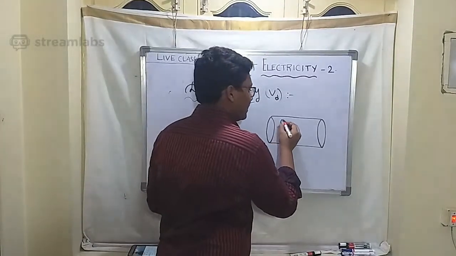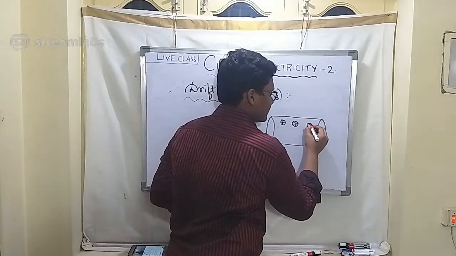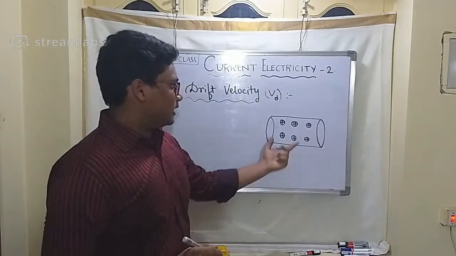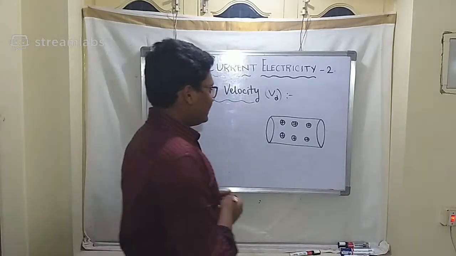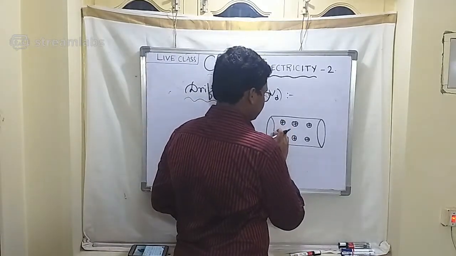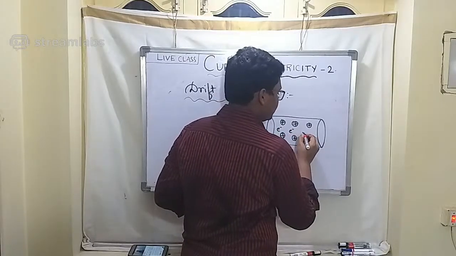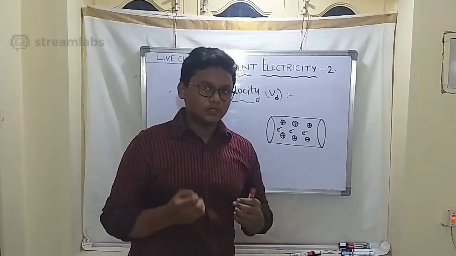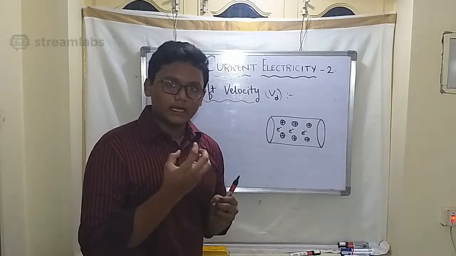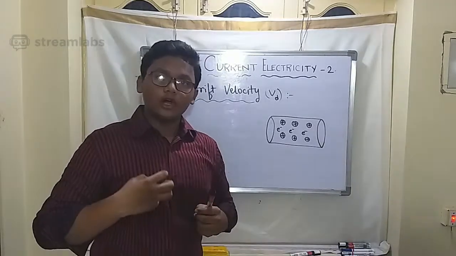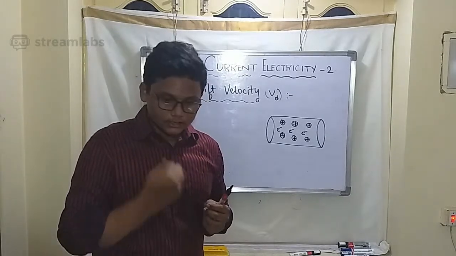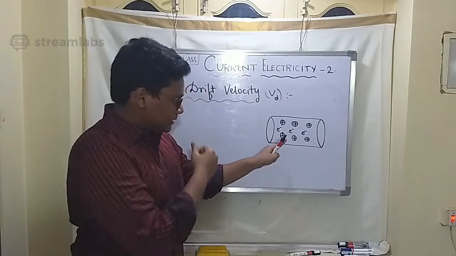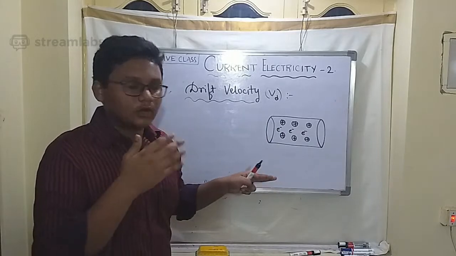When they become positive ions, they'll be fixed at a point in a conductor. They are called lattice points, as you will learn in chemical bonding. The electrons that are lost leave behind a positive ionic charge, so the positive ions stay fixed. Those are called lattice points.